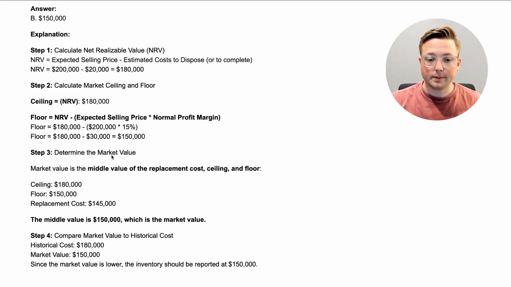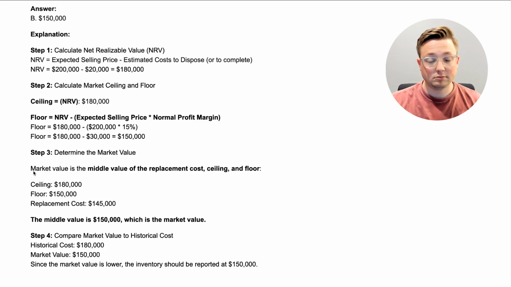Now we can go to step 3 and we can determine the market value. The market value is the middle value of the replacement cost, the ceiling, and the floor. So we need 3 numbers to be able to determine the market value. We need the ceiling, which we already calculated. We need the floor, which we also already calculated. And we need the replacement cost, which was given in the question. Usually, probably always, that's going to be given. You'll know how much they're expecting the replacement cost to be. So again, we have all 3 of these numbers. And with that, we can figure out the market value.